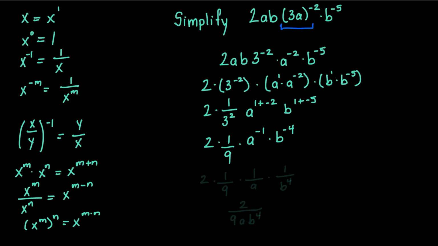Okay, I have negative exponents, so I know they need to become the reciprocal. So this is going to be 1 over a times 1 over b to the 4th. Last step, multiply my fraction straight across. 2 is at the top. 9a b to the 4th, the bottom.